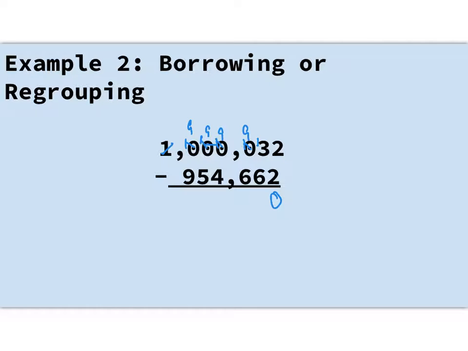This in actuality is 10 more than 100. So 10 tens make 100. And so we're actually borrowing a 10 and making this 13, not 4. So 13 minus 6 is 7. 9 minus 6 is 3. 9 minus 4 is 5. 9 minus 5 is 4. And 9 minus 9 is 0. So the difference of these two numbers is 45,370.